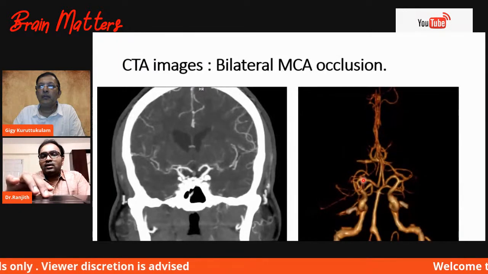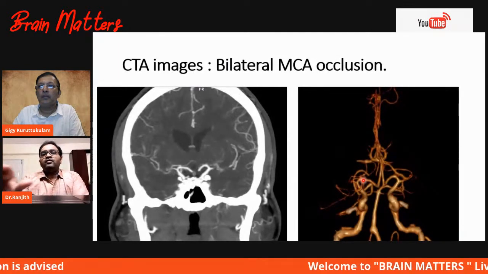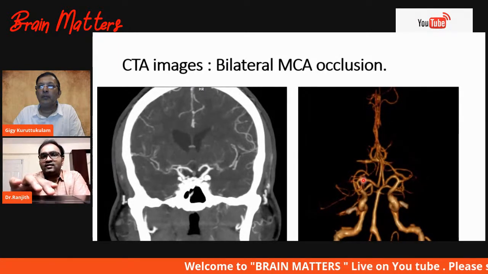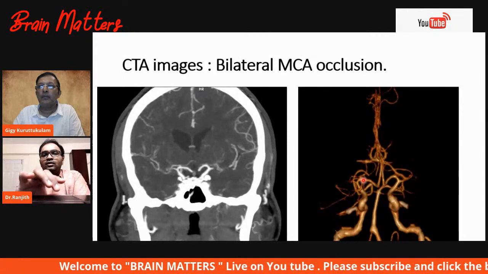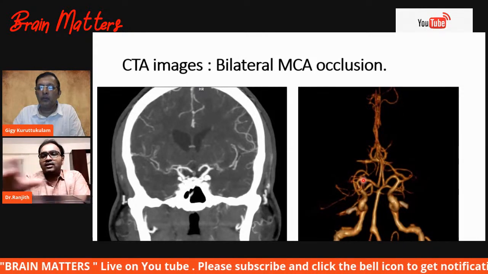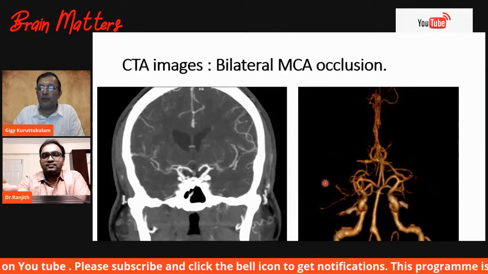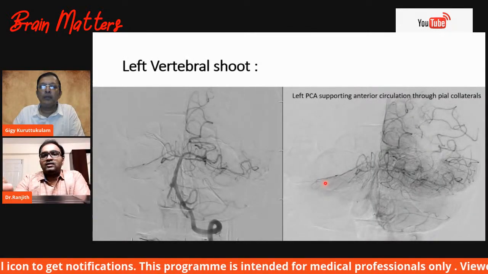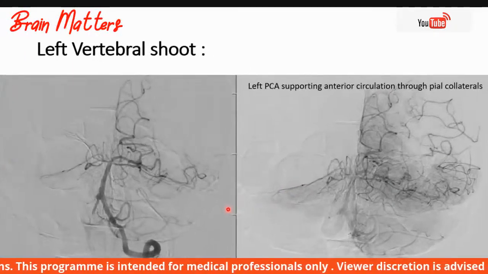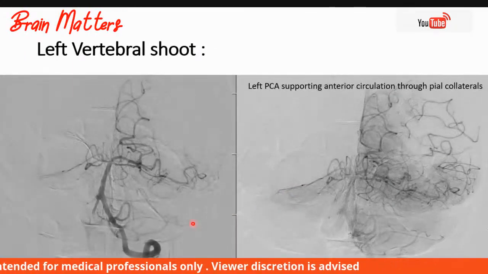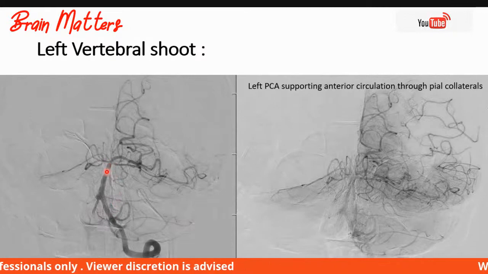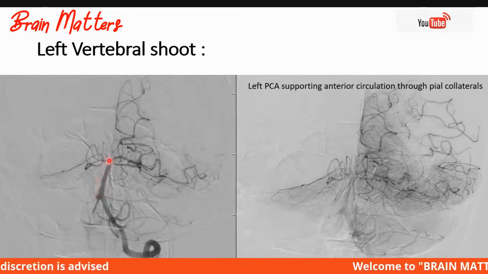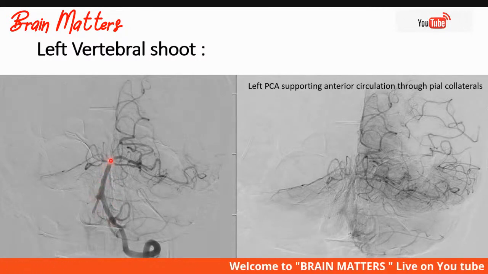But puff of smoke appearance is not evident in this CT angiogram. So we took the patient for DSA. This is the left vertebral shoot, which is showing normal basilar and vertebrals with left PCA supporting the anterior circulation.